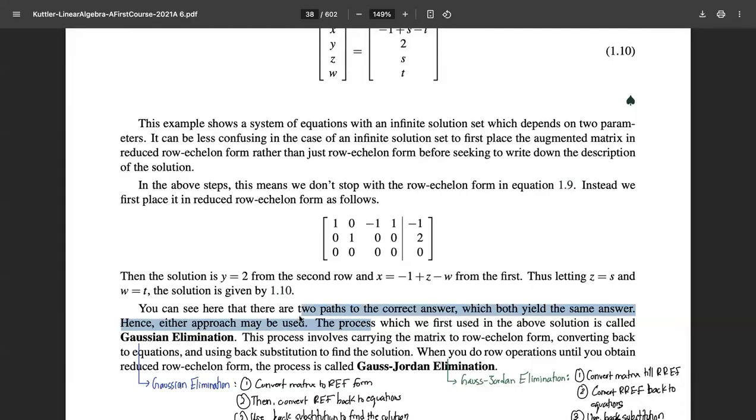If you use the first approach in the above solution, going to the row echelon form and then computing the solution, that is Gaussian elimination. In Gaussian elimination, we carry the matrix to the row echelon form, convert it back to equations, and then using back substitution, we find the solution. Or you can bring it to the reduced row echelon form, and that is called Gauss-Jordan elimination. They're both equivalent and give you the same answer, so you can do whatever you prefer.